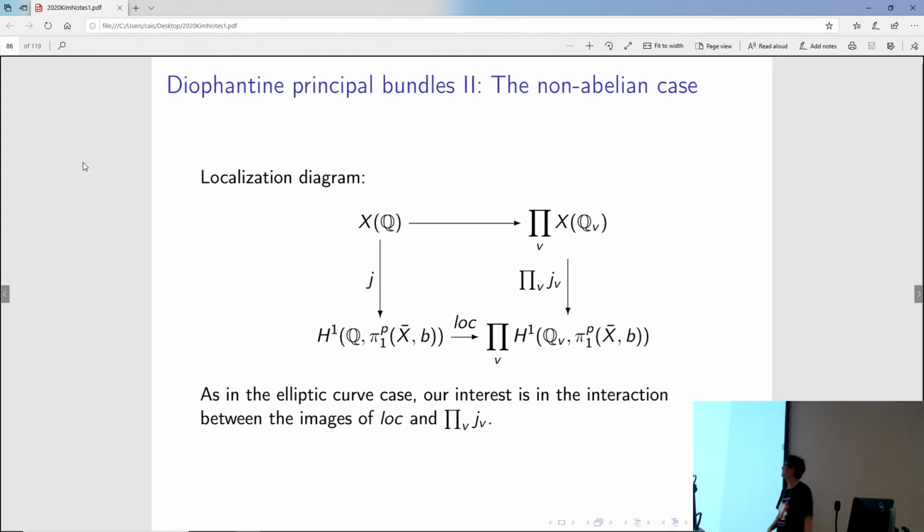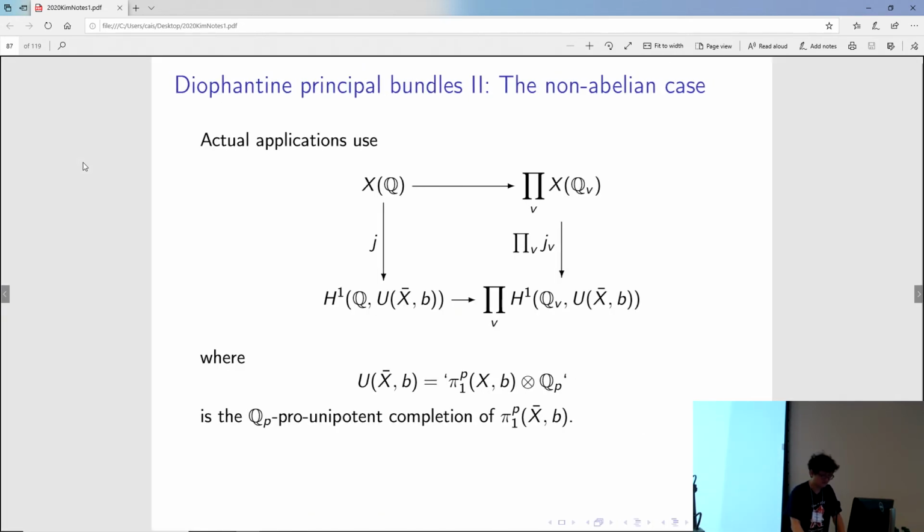And as in the elliptic curve case, what are we very interested in? The interaction between the image of this thing and the image of the global local points inside this ambient space of local principal bundles. So this is a complicated translation of the local to global problem. And so I'll remind you of this construction next time.